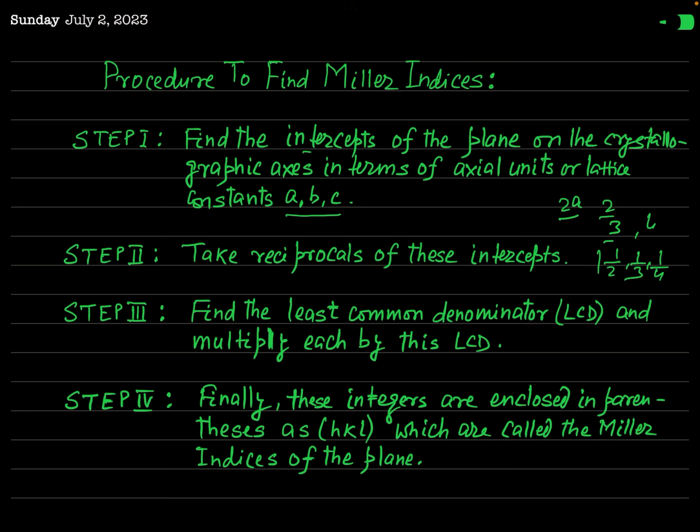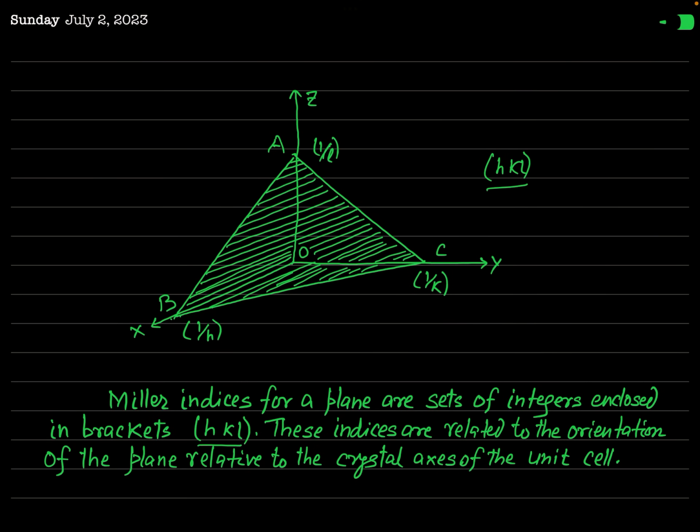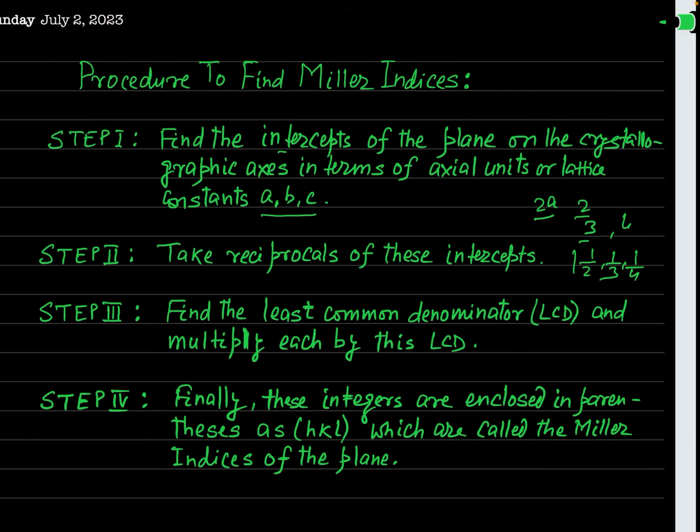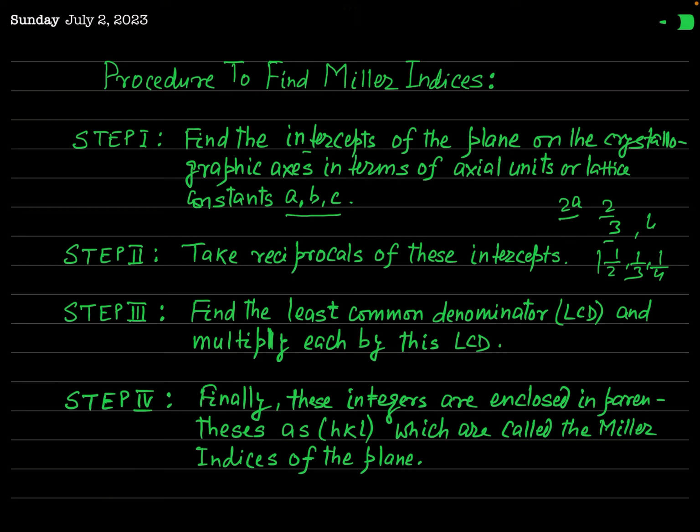This is 1 by 2, 1 by 3, and 1 by 4. As I have shown in this figure, if the intercepts are h, k, l, then their reciprocals are 1 by h, 1 by k, and 1 by l. Now, after getting these reciprocals, in the third step you have to find the LCD. LCD means LCM of the denominators. So you have to find the LCM of 2, 3, 4. And you know the LCM of 2, 3, and 4 will be what? That will be simply equal to 6.